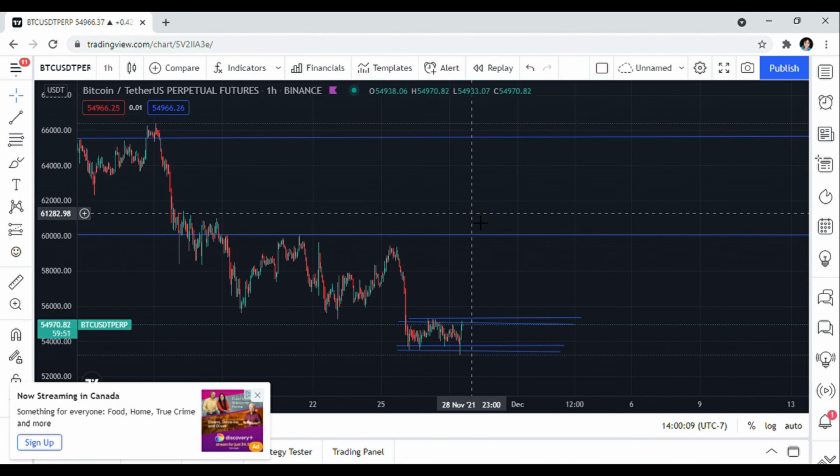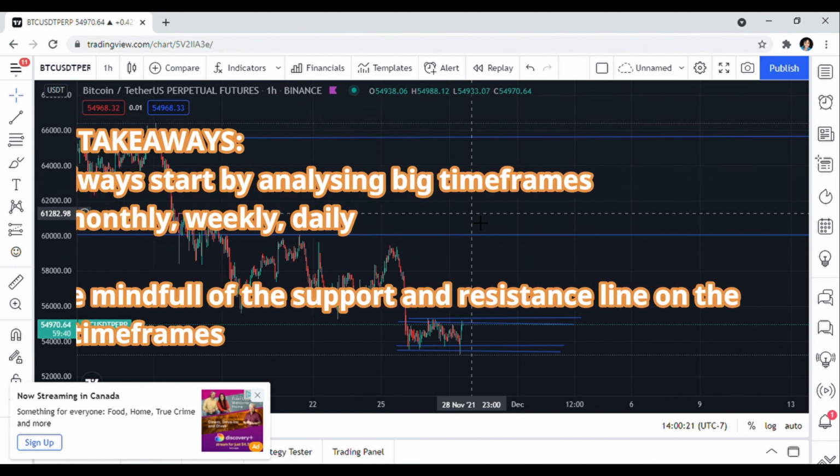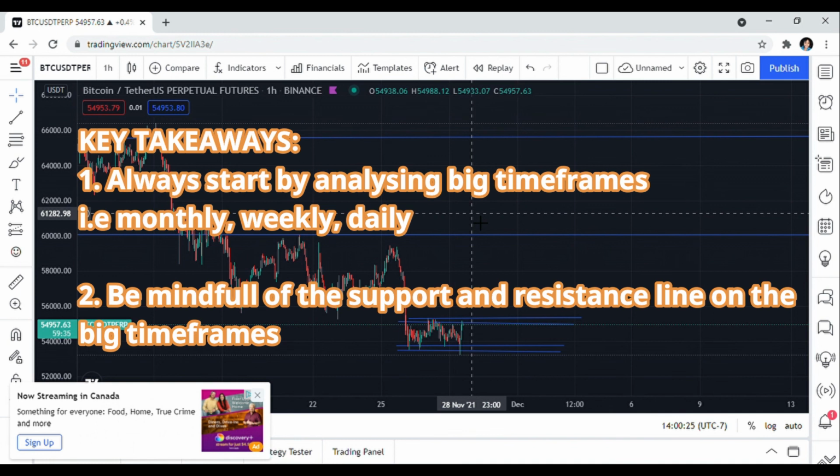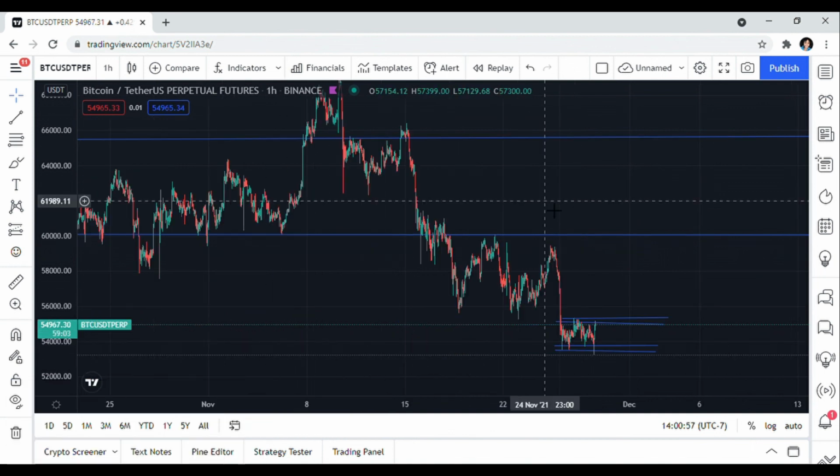So before you start analyzing the market, you want to do multiple time frame analysis. That is observing the market from the bigger time frame all the way down to the smaller time frame. Bigger time frame includes weekly, daily, and monthly. Those are bigger time frames, and smaller time frames start from 4 hour, 3 hours, 2 hours, 1 hour, 30 minutes, all the way to 1 minute. And when you are trading based on a smaller time frame, you want to be mindful of the support and resistance line on the bigger time frame.